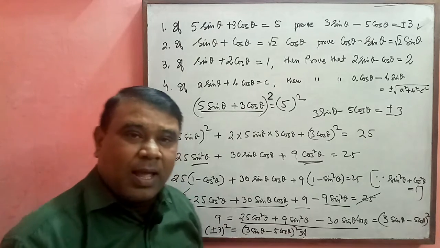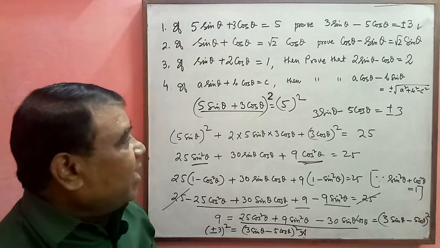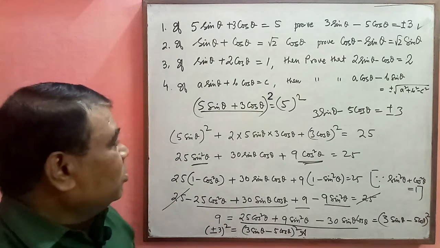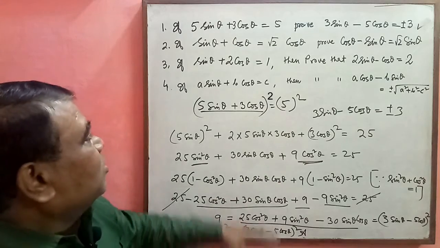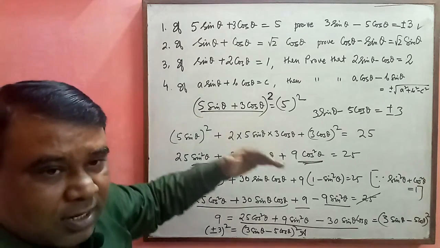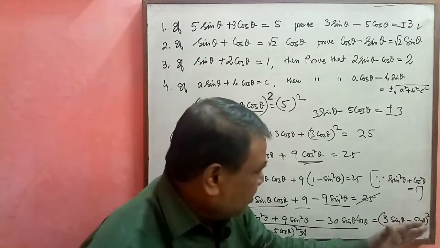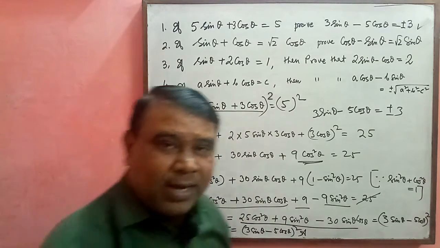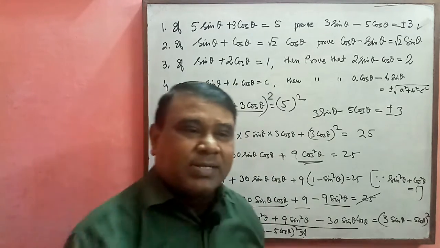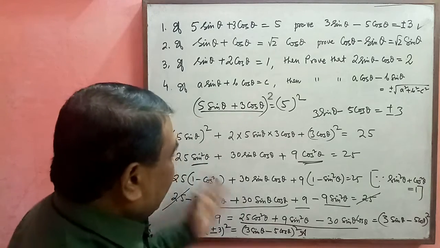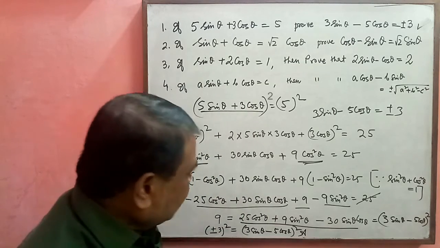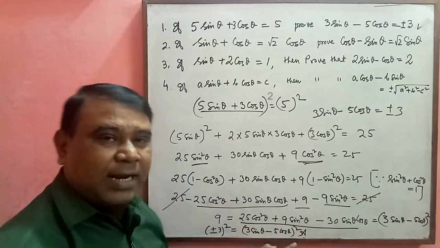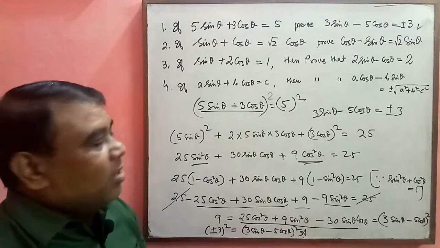So I hope you will try your best at home to follow this method to solve all these 4 questions in the same way. Same way means just square it, change sine square into 1 minus cos square and cos square into 1 minus sine square. This way again you will have a square, and this square will give you the answer. That's what these questions are.